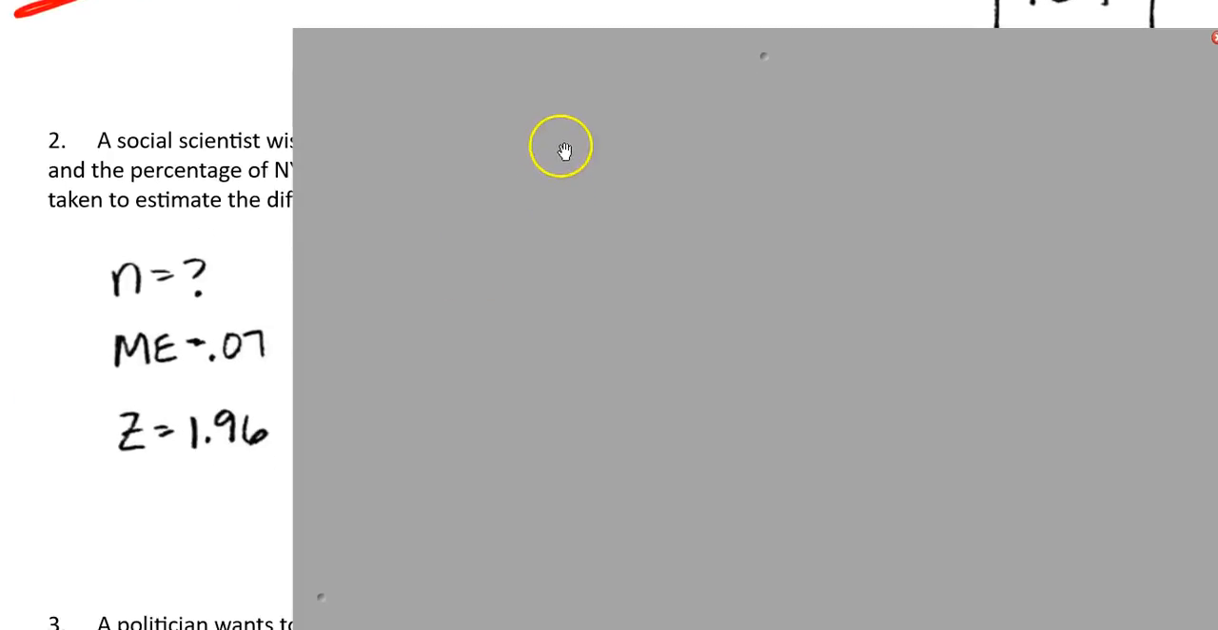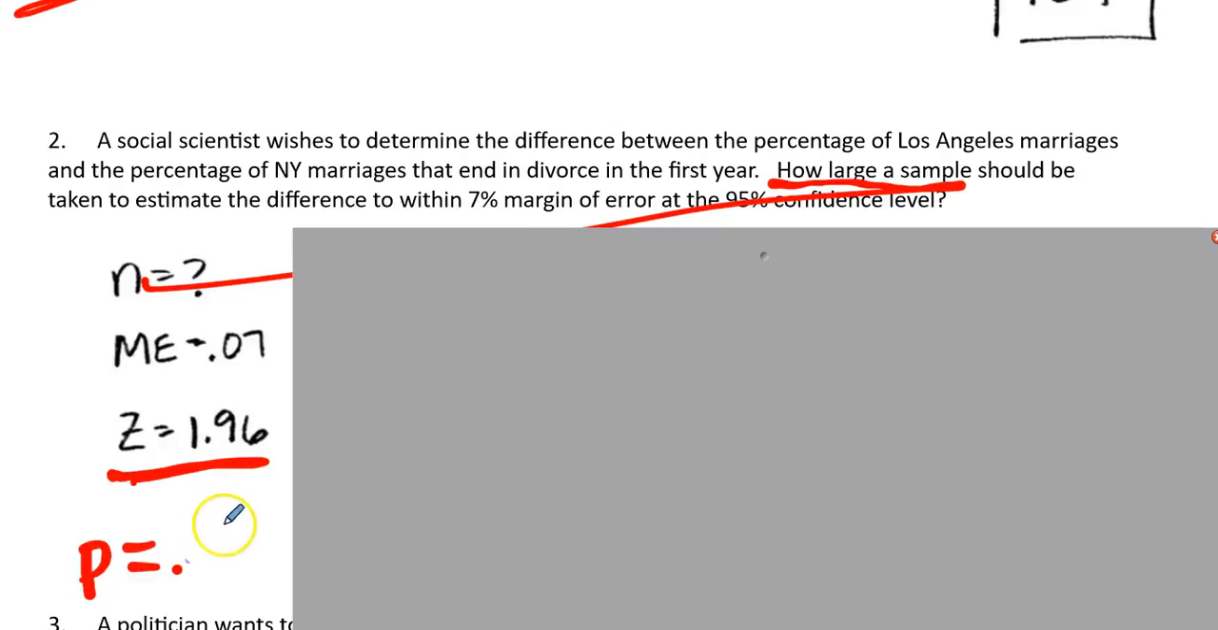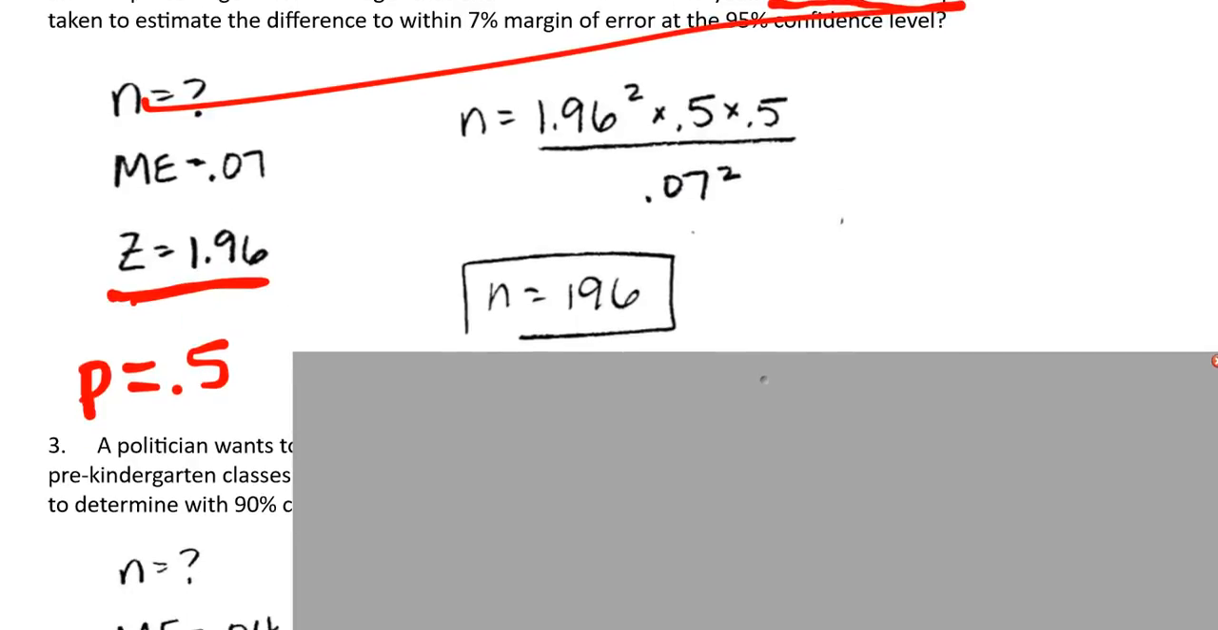In this next one, again, you're being asked for N. A social scientist wishes to determine the difference between the percent of LA marriages and the percent of New York marriages that end in divorce. How large a sample? When I see how large a sample, that tells me I don't know what N is. No more than 7% margin of error, that's my margin of error. 95% confidence gives me this Z. Since I don't have a p, I'm going to use half the people getting divorced. Using the rearranged formula for N, I get a decimal of 195 point something. I'm rounding up to 196.